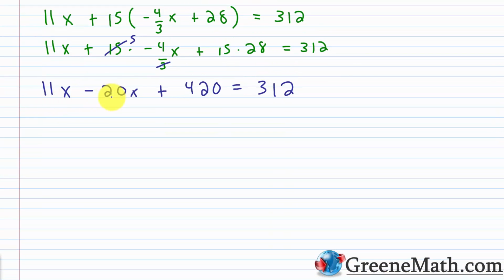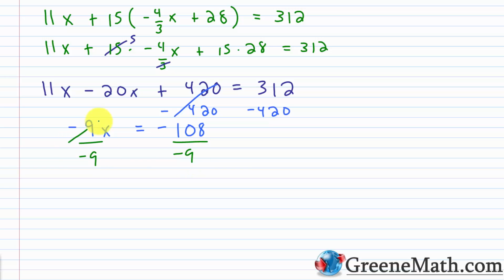All right, scroll down and get a little bit of room going. So 11x minus 20x, we know that's negative 9x. So let's write negative 9x. Let's subtract 420 away from each side of the equation. That'll cancel. So negative 9x is going to be equal to 312 minus 420, which gives me negative 108. So let's go ahead and divide both sides of the equation by negative 9. So this will cancel with this, and I'll have x is equal to 12.